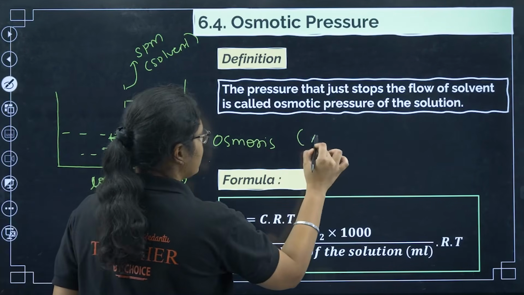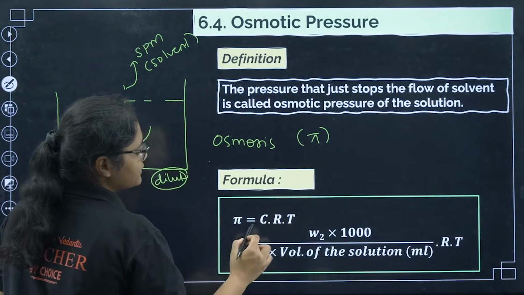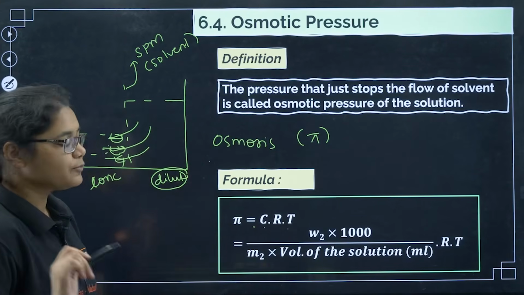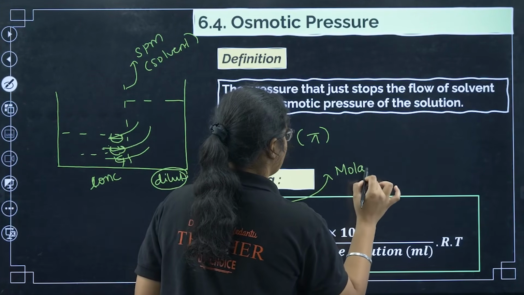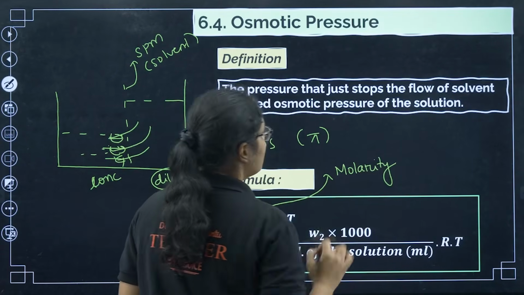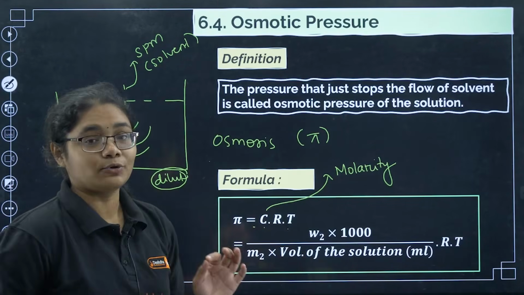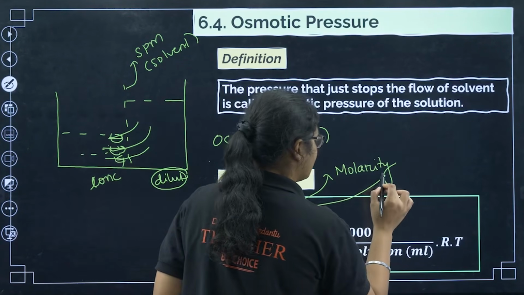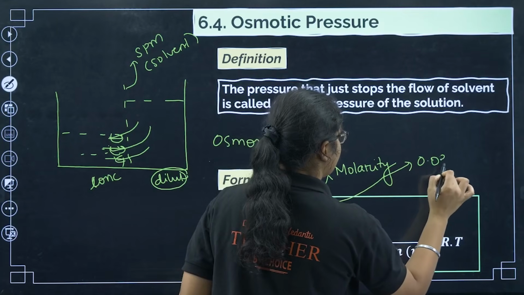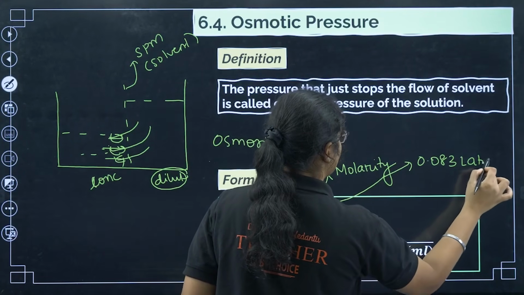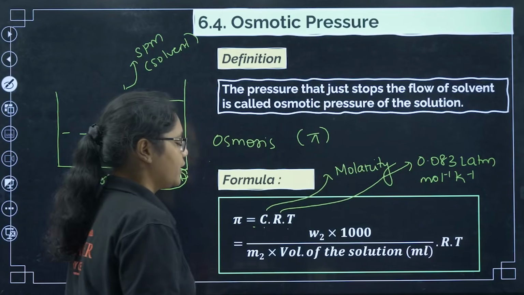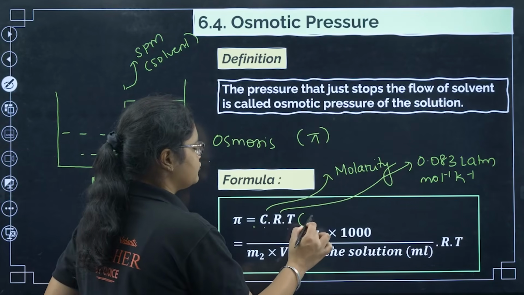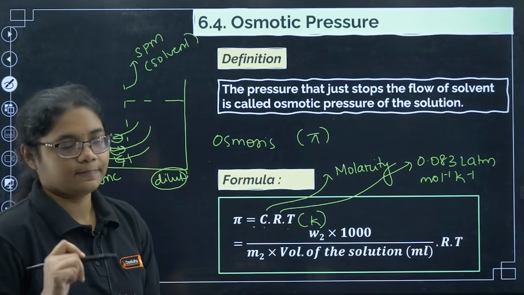And how do we denote it? With pi. And the formula for that is pi = C into R into T. C is molarity. In all other concepts we have used molality, but here it is molarity. R is the gas constant, 0.083 liter atm mole inverse Kelvin inverse. And T is temperature, and it should always be in Kelvin.